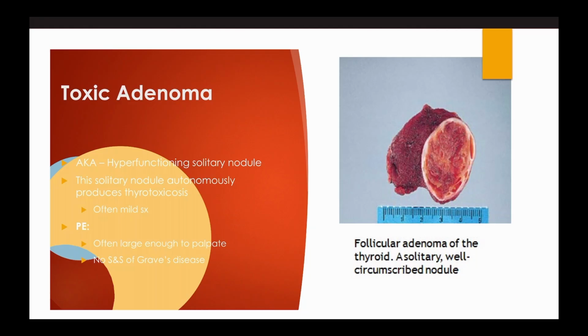So a toxic adenoma, also known as a hyperfunctioning solitary nodule. That is one big follicular adenoma, pretty much encompassing most of that thyroid gland. Solitary, well-circumscribed nodule. One nodule, very, very tight, circumscribed around it, borders. Large enough to palpate. No signs and symptoms of Graves' disease, though. So they have this nodule there, this goiter, the solitary nodule. Produces thyrotoxicosis by itself, often mild symptoms.